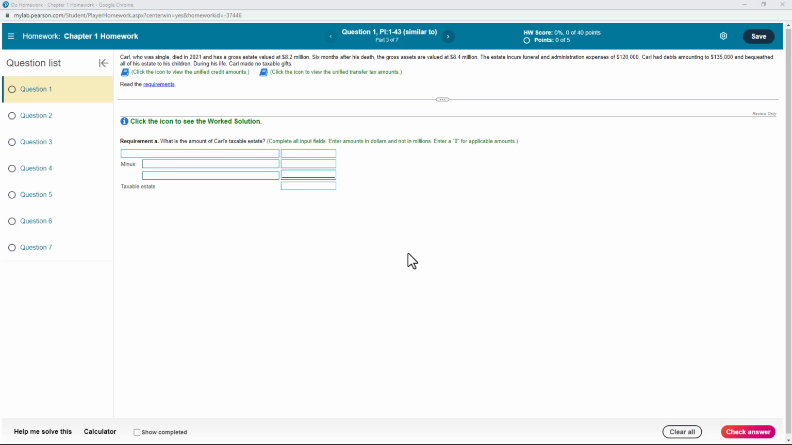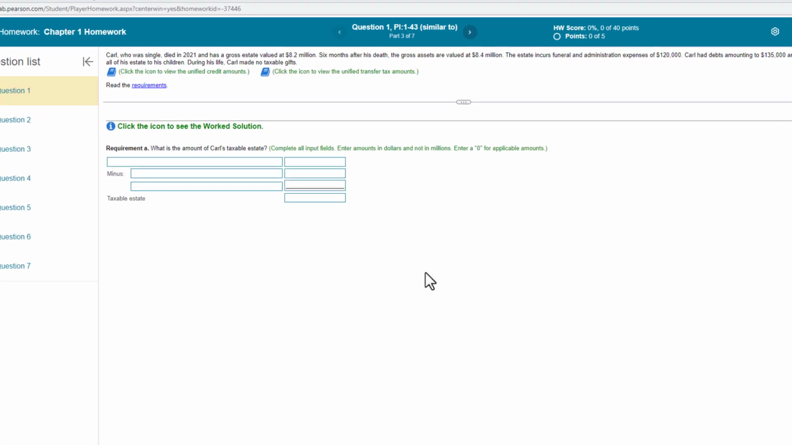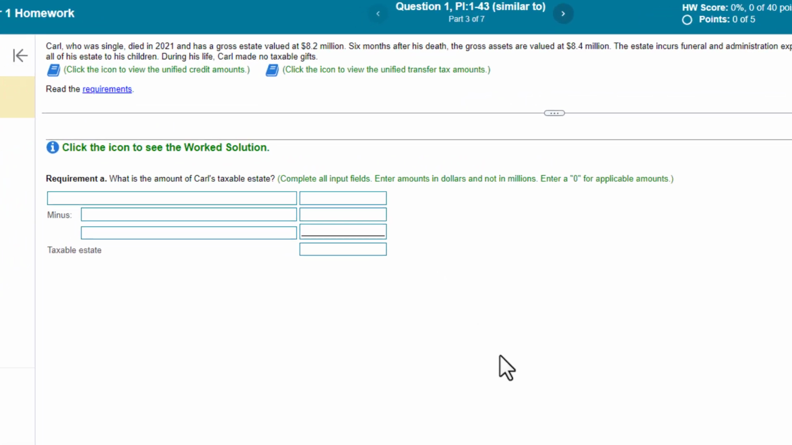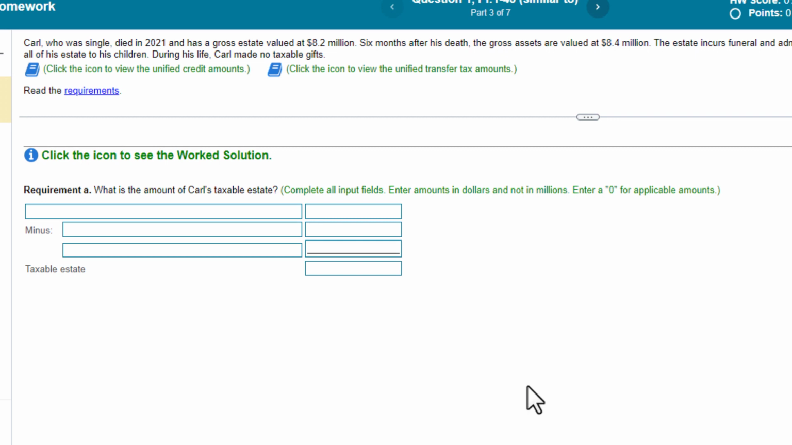Hey everybody, I've had a couple questions on how to work through primarily the last part of question 1 in your chapter 1 homework. So what I'm going to do is work through an example. This may or may not be your exact question because this is one of the questions that it changes up for everybody a little bit.